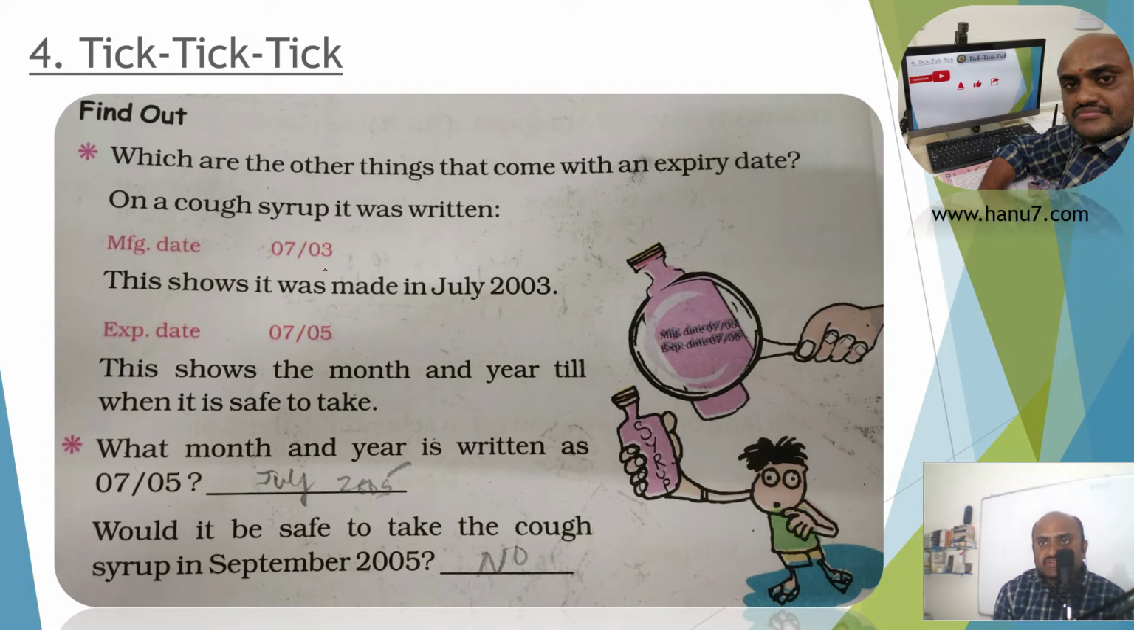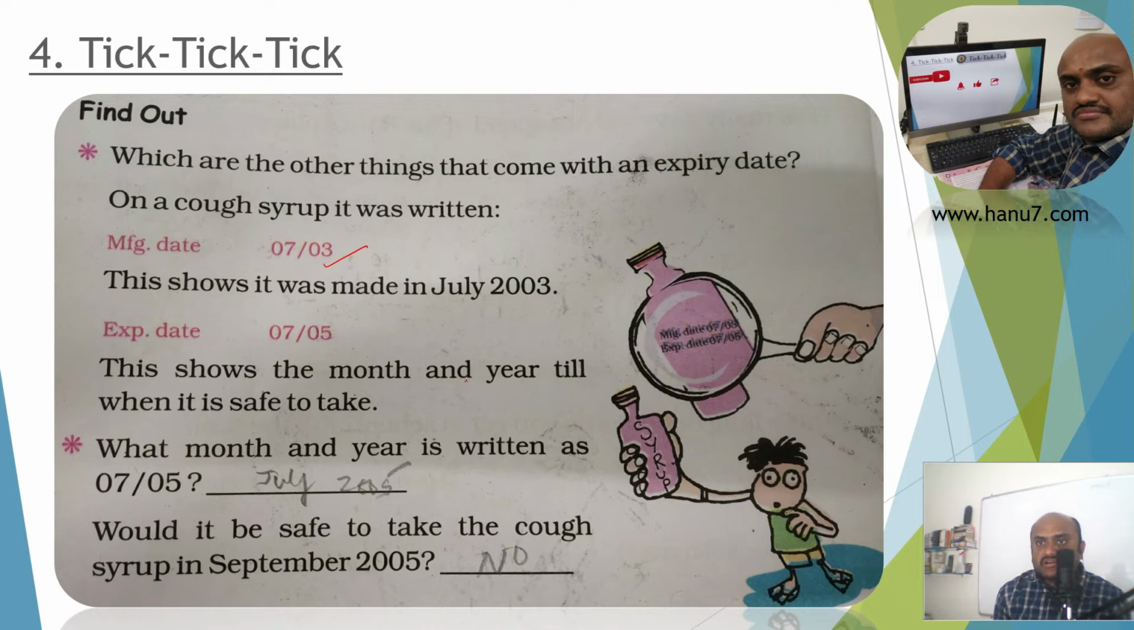Manufacturing date is 7/3. Okay, and then this shows that it is made in July 2003. They are not writing complete date format here, only 7/3 they wrote. So he mentioned clearly it is July 2003. 7 indicates July and 3 indicates 2003. Similarly, they have written expiry date is 7/5.